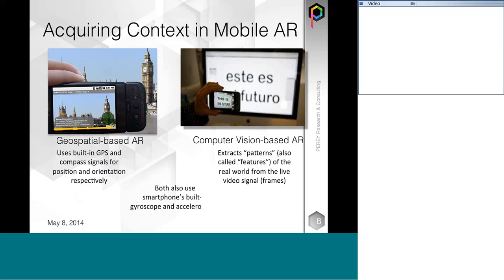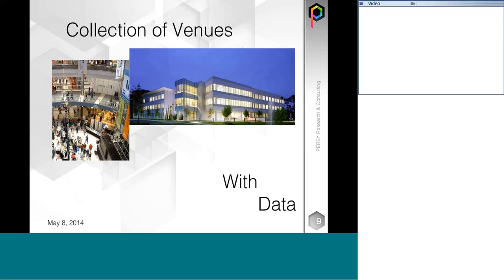Sometimes we can also use the camera and we can detect the features or the patterns of the physical world from the live video signal. And that's called computer vision-based augmented reality. Both are applicable for urban augmented reality, and both use other built-in sensors such as the gyroscope and the accelerometer, and perhaps other sensors like the microphones and so forth. So now let's turn our attention more to urban augmented reality.